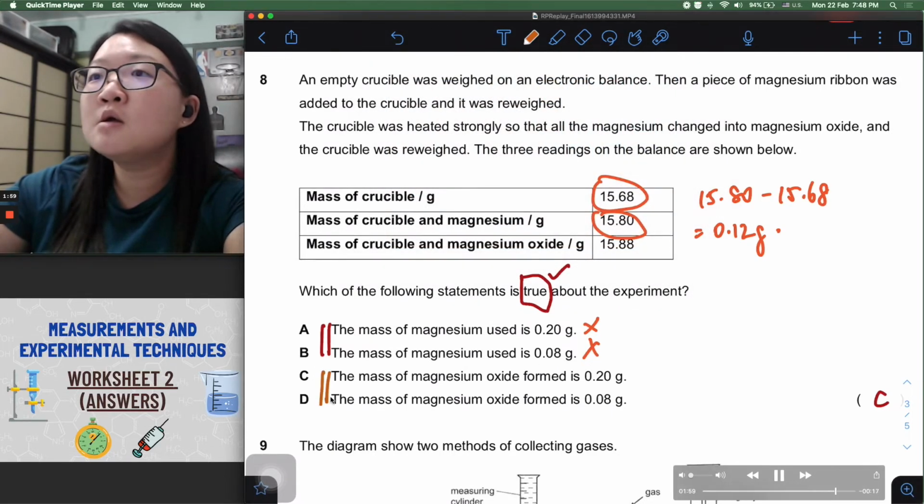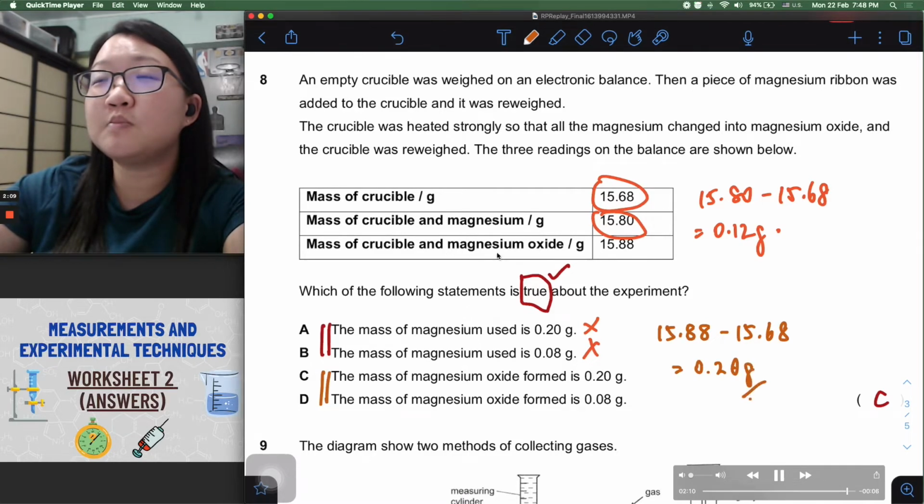Next, looking at C and D together, mass of magnesium oxide formed, we will take 15.88 minus the mass of the crucible, which is 15.68. That should give us the mass of magnesium oxide, which is 0.20. So answer here is C.